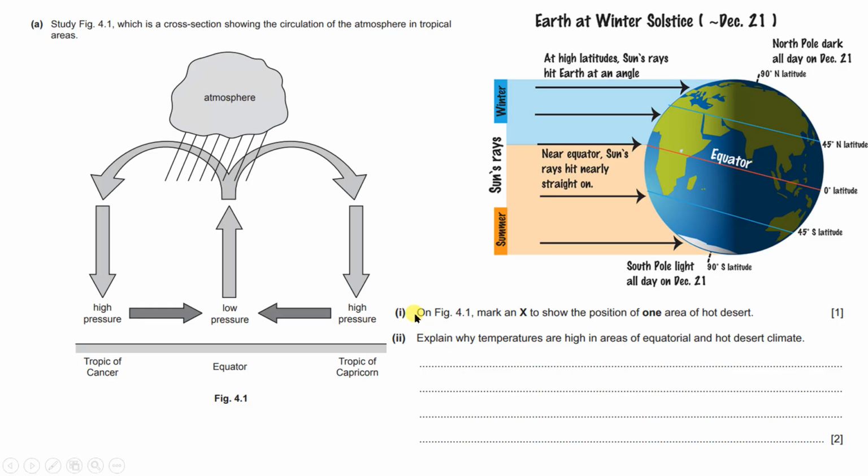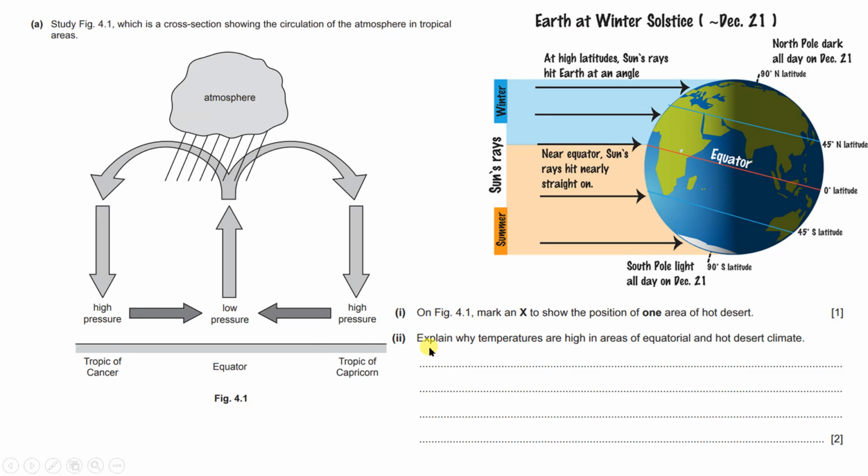Now, the first question here is that on figure 4.1, we should mark an X to show the position of an area of hot desert. Areas with hot desert are areas that have sinking air. Because there's sinking air there, there is low rainfall, and also there is high temperature within those areas. So anywhere within the Tropic of Capricorn and Tropic of Cancer, you just need to mark X within those areas, and you get the 1 mark.